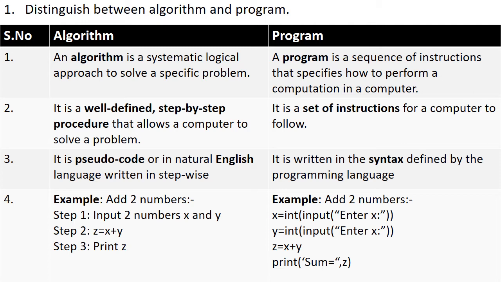The program used to add the two numbers in Python is given as follows. We get the input from the user and store it in x. The second input is obtained from the user and stored in y. Then x and y are added and stored in z. And finally, the value of z is printed. So these are the four differences between algorithm and program.